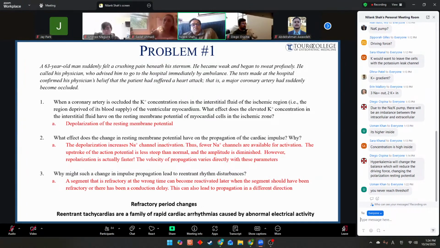Good. And because of that, what would happen to phase 2 now? Phase 0 is reduced in size, less steep, and reduced in amplitude because there is less inward sodium current. How will that impact phase 2 and phase 3 of the cardiac myocyte action potential?